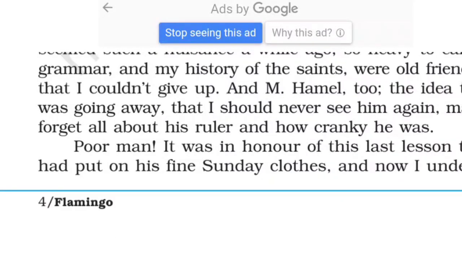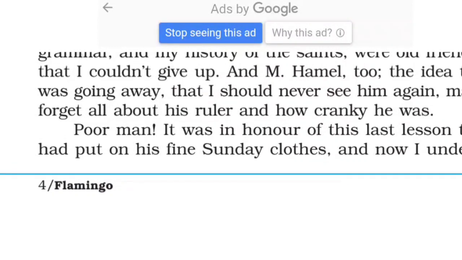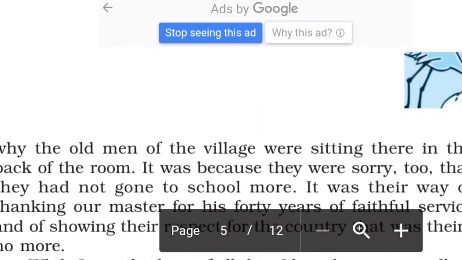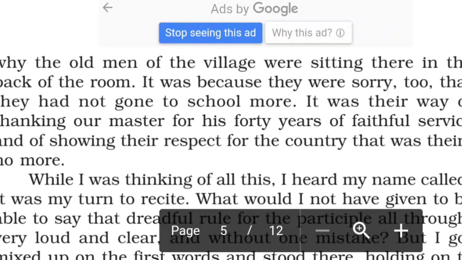And M. Hamel, too. The idea that he was going away, that I should never see him again, made me forget all about his ruler and how cranky he was. Poor man! It was in honor of this last lesson that he had put on his fine Sunday clothes, and now I understand why the old men of the village were sitting there in the back of the room. It was because they were sorry, too, that they had not gone to school more.